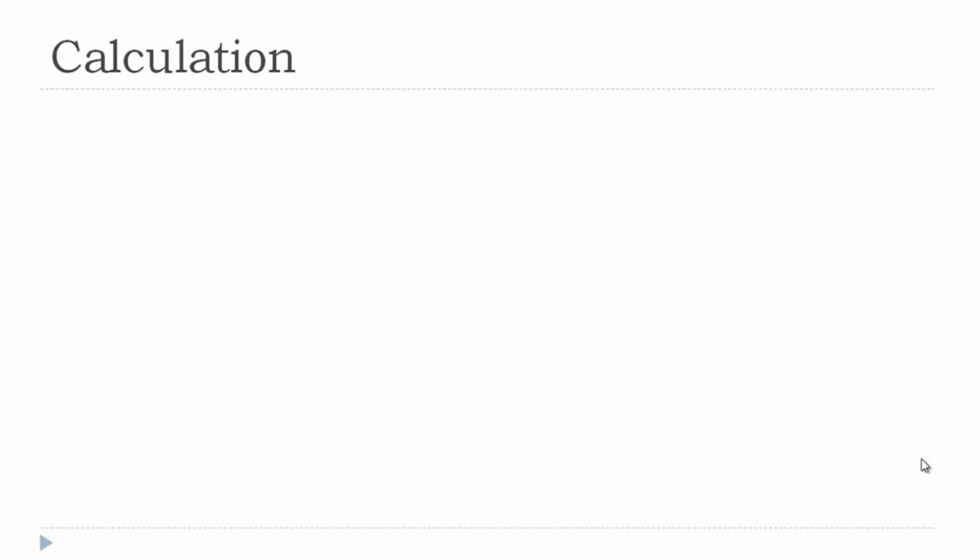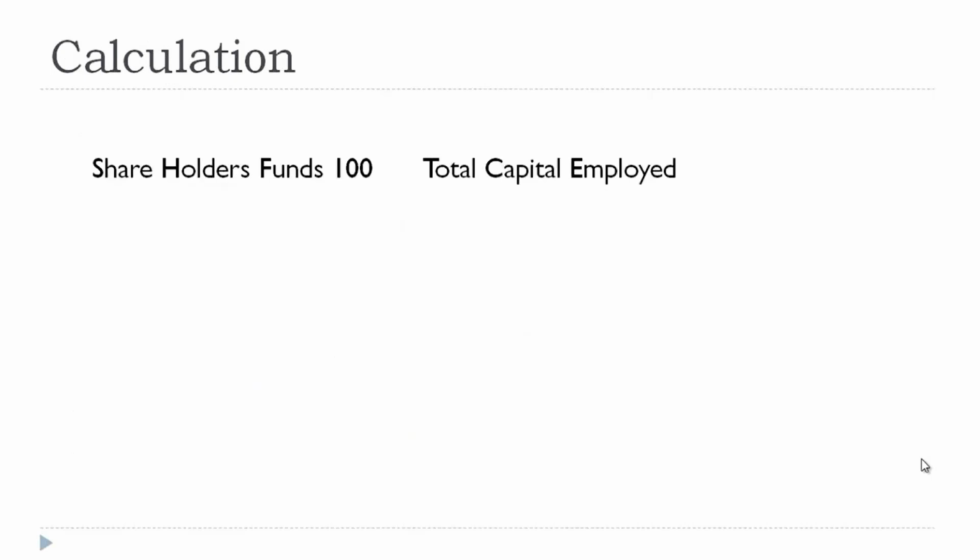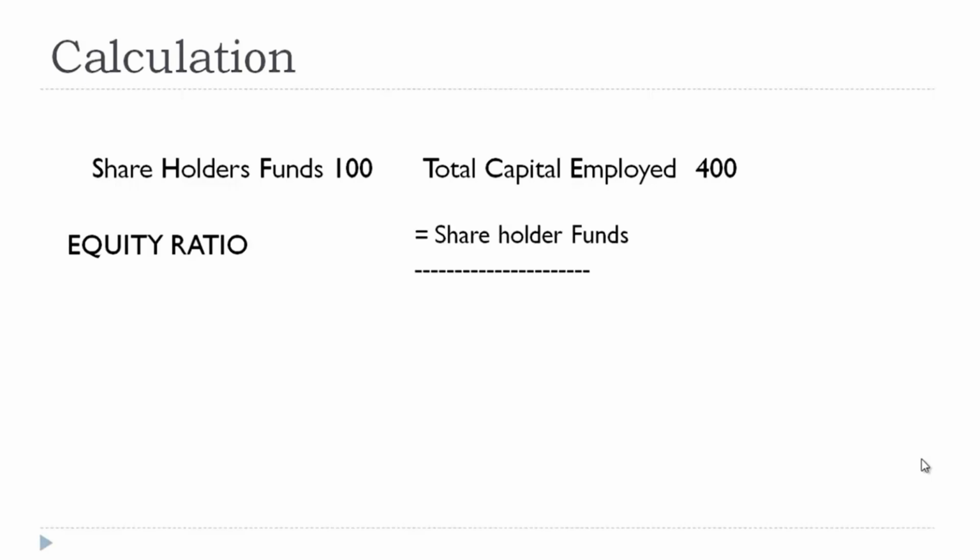Now we'll see the calculation part. In our case, the shareholder funds was how much? It was 100 and the total capital employed was 400. So calculating equity ratio is nothing but expressing shareholder funds as a percentage of total capital employed. That is, shareholder funds divided by total capital employed will give you the equity ratio. Now we'll have it as 100 by 400, which is going to tell us the equity ratio is 25%. So equity ratio basically conveys the proportion of shareholder funds to the total capital employed.